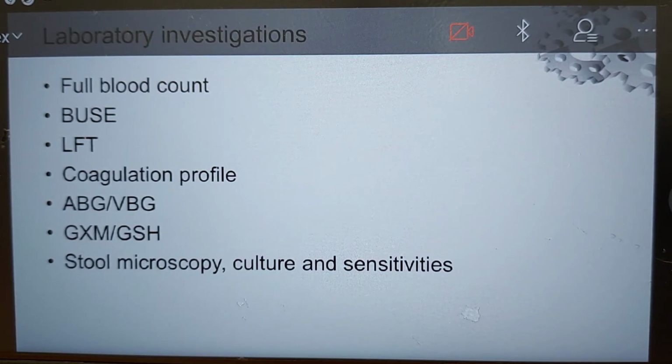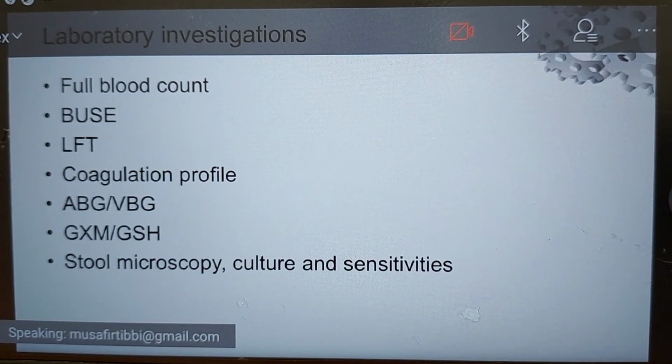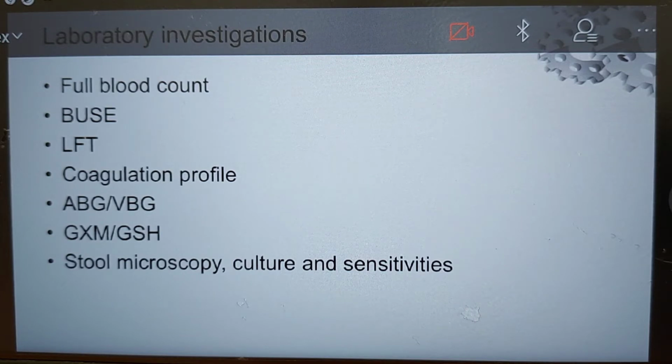Then from the BUSE or RP, the renal profile, if the urea is high, it's known as uremic bleeding, which is a well-recognized complication in patients with renal failure. So when there's uremia-induced platelet dysfunction, it might cause GI bleeding as well. And our LFT is more like a standard investigation to see the issues. After that, we have to take the coagulation profile as well to know whether there are coagulopathy issues. And if the patient is in shock, then we have to get the ABG and VBG.